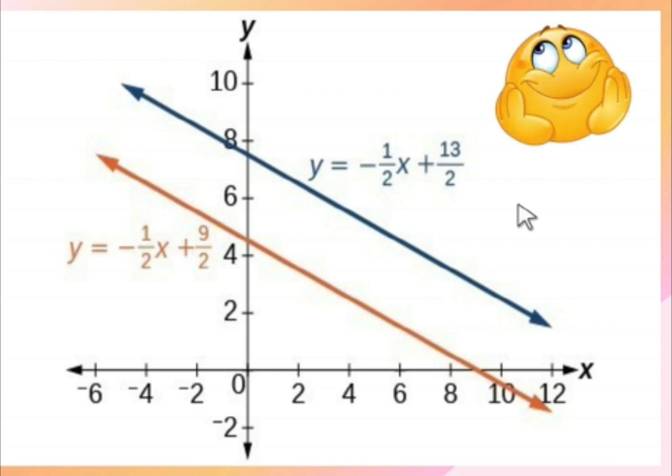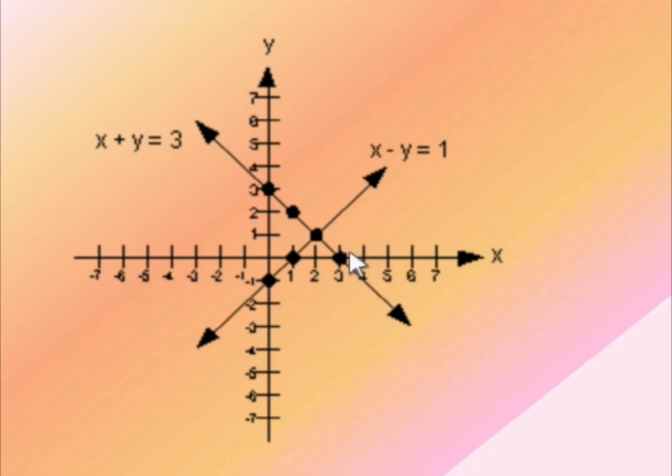Interesting, no? Now, see this one. This is the way the equation will come to you. x plus y is equal to 3. x minus y is equal to 1. In our format, we will put it as y is equal to minus x plus 3, and y is equal to plus x minus 1.